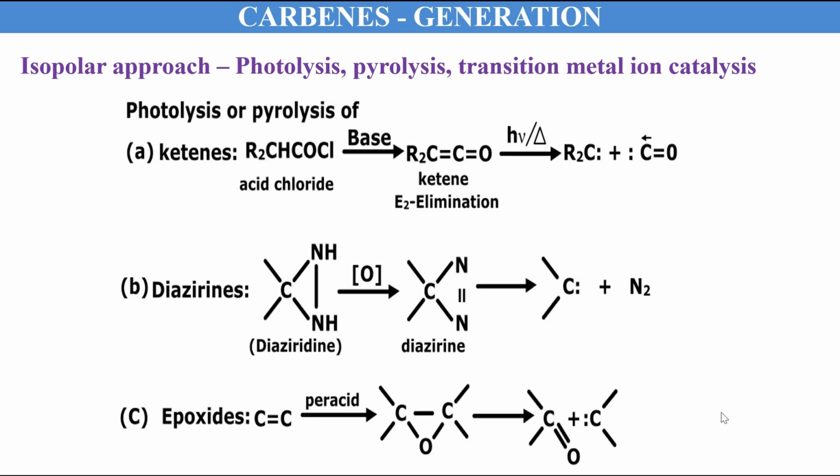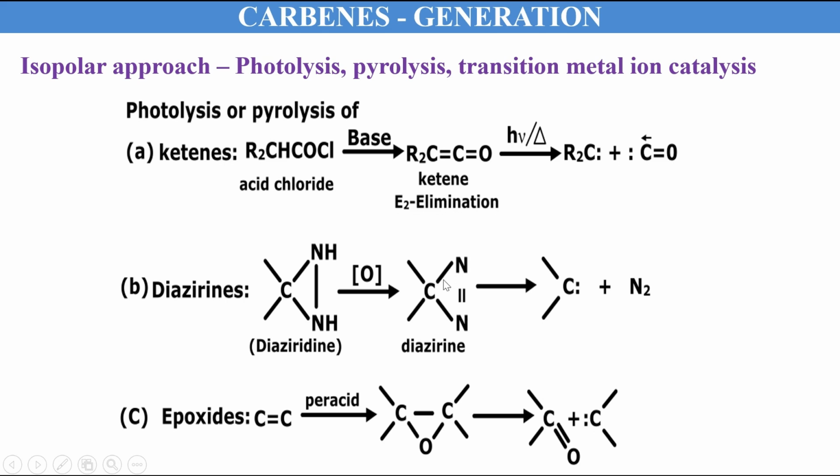Not only the pyrolysis of these ketenes, this lysis can also be carried out by using UV light. Instead of heating, if I use UV light, this dissociation also occurs, ketene dissociation occurs, and it gives rise to carbene along with the loss of carbon monoxide. Diazirane, if I take and oxidize it, it removes its hydrogen and gives diazirine. This diazirine can undergo dissociation in a similar fashion.